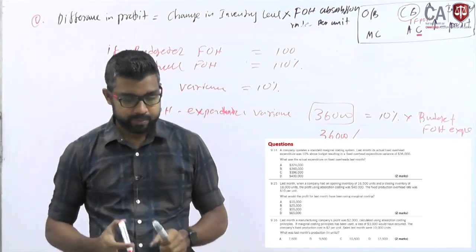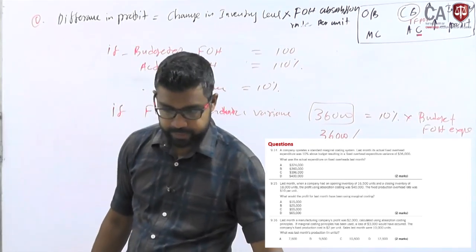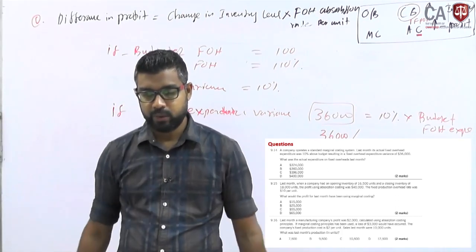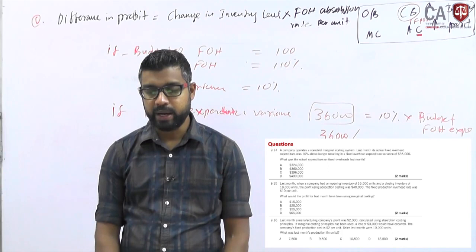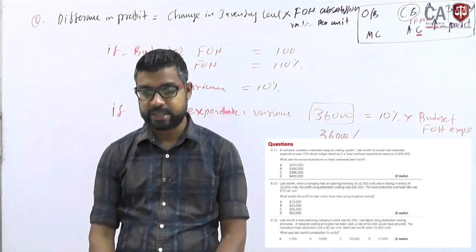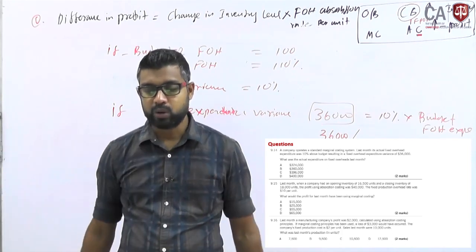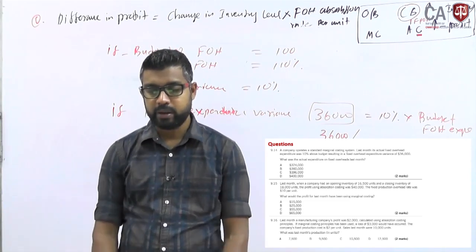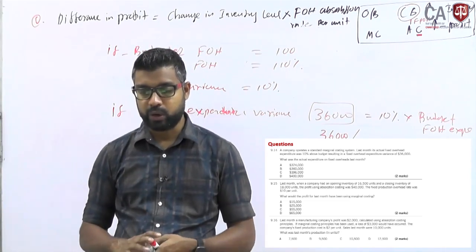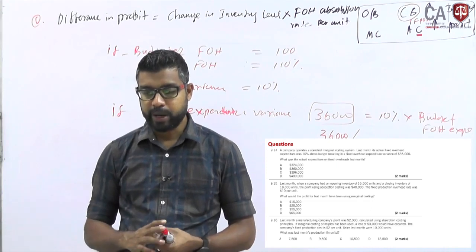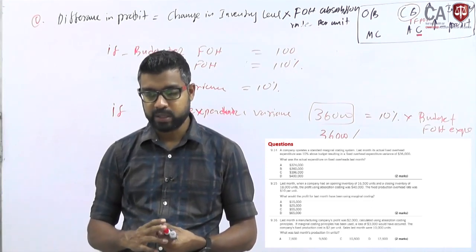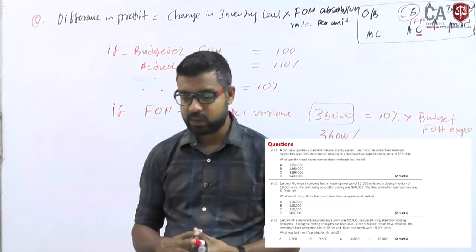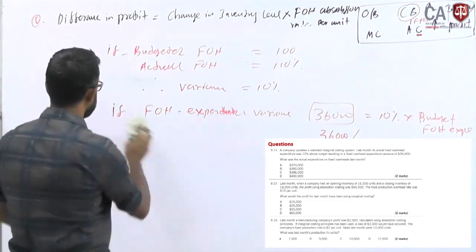Question number 15. Last month, when a company had an opening inventory of 16,500 units and closing inventory of 18,000 units, the profit using absorption costing was 40,000, with the fixed production overhead absorption rate at 10. What would be the profit for the month using marginal costing? Simple.